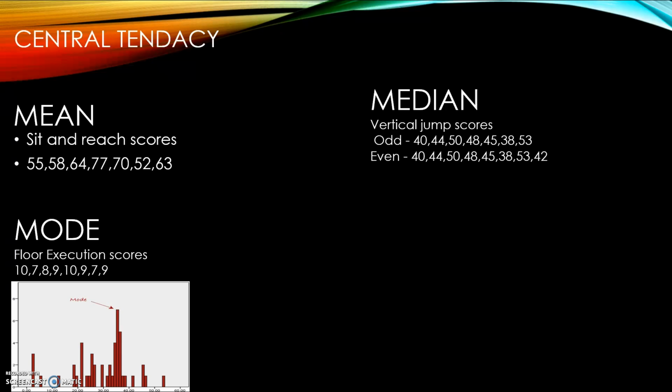for example, if you calculated the mean of the sit and reach test of these female British gymnasts, as you can see using the data set that I collected, you add them all together, which equals 439, and you divide by 7 because there are 7 different data values. And that value, which is 62, is the mean of the data set.